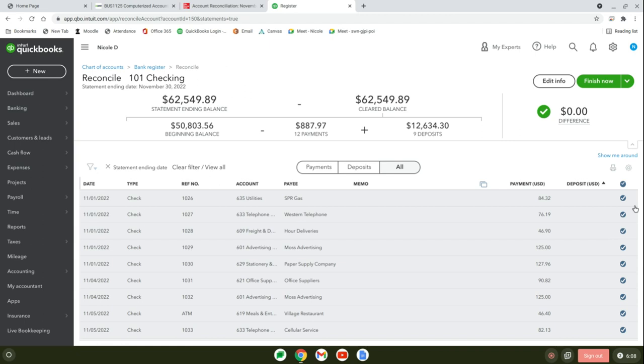But obviously there was some sort of bug in the system, and it wasn't allowing me to check. I mean, that's the whole purpose of the bank reconciliation process, is selecting all the checks that cleared. So I was able to now do select all, and the difference is 0, so I'm gonna select finish now.